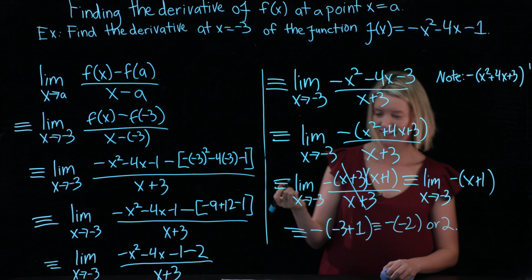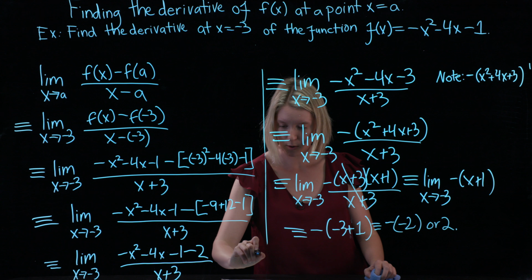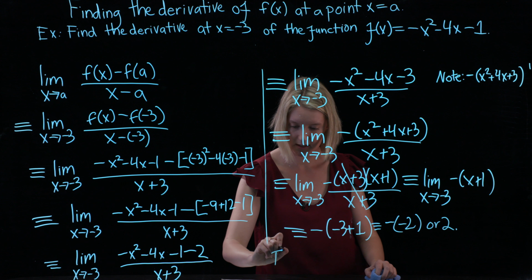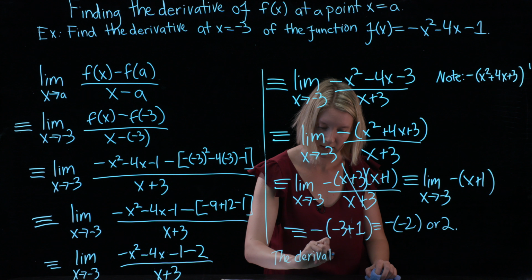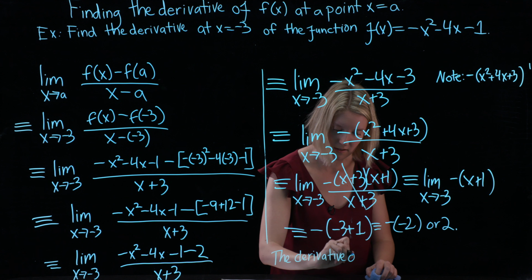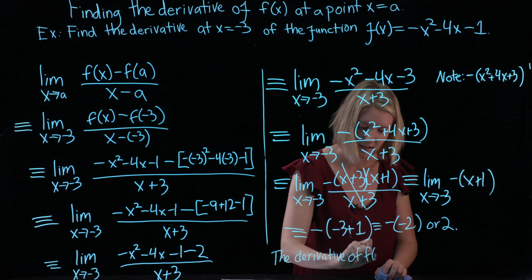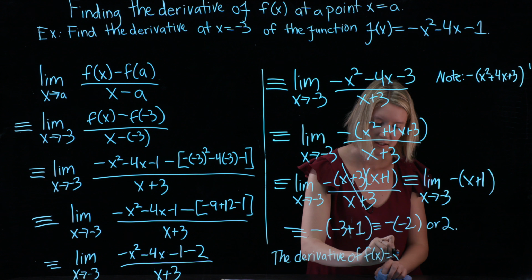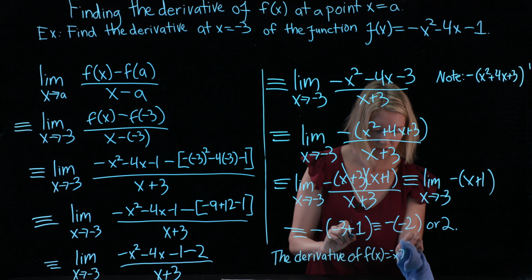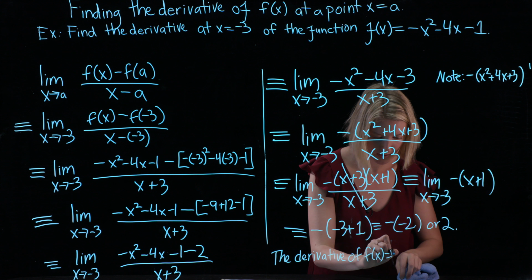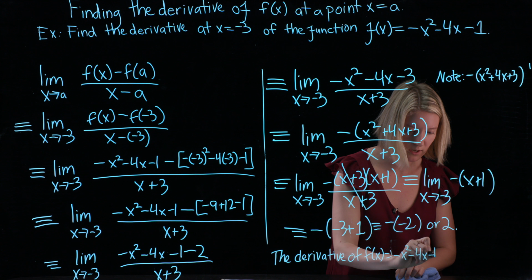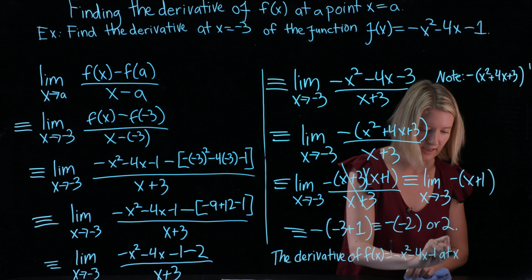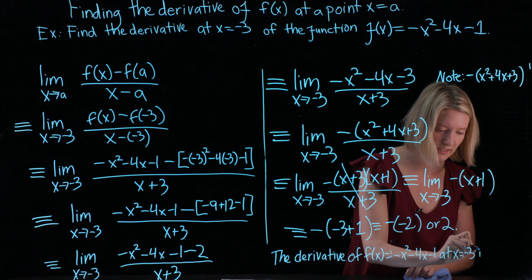So using this definition, in conclusion, we're able to say that the derivative of the function f of x equals negative x squared minus 4x minus 1 at x equals negative 3 is 2.